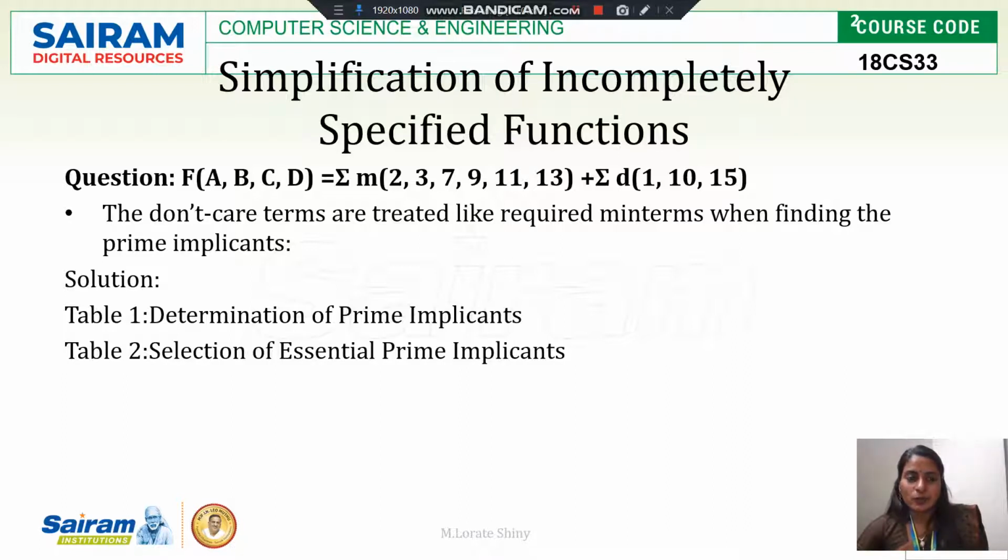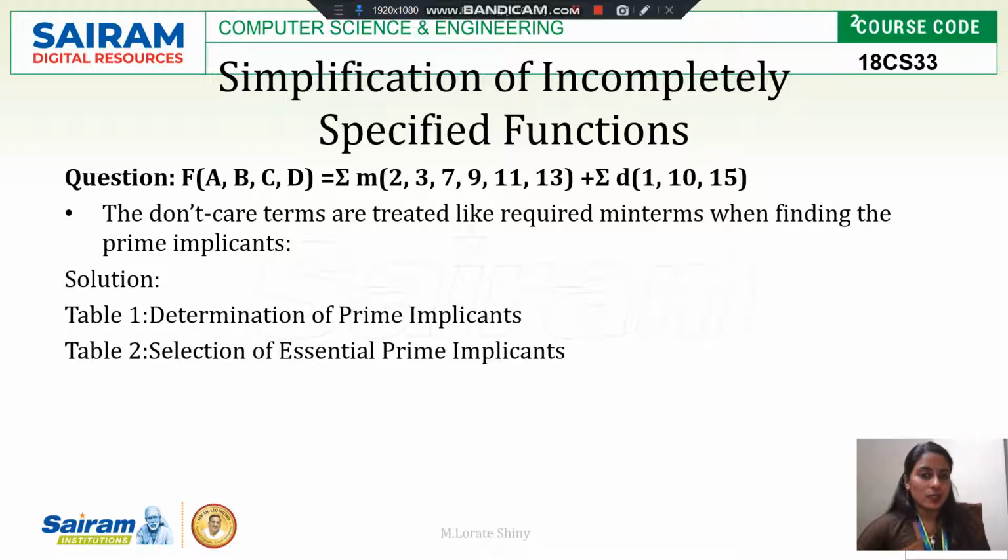Function F(A,B,C,D) is equal to summation of minterms 2, 3, 7, 9, 11, 13 plus summation of don't cares 1, 10, 15. So we are going to solve this problem. This is the incompletely specified function. We are going to solve this problem.